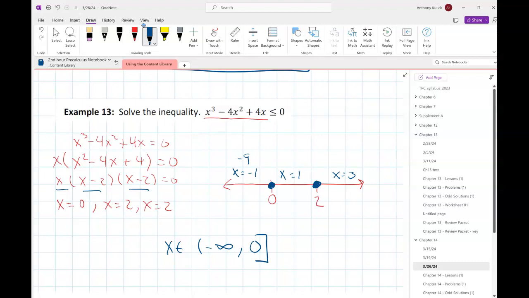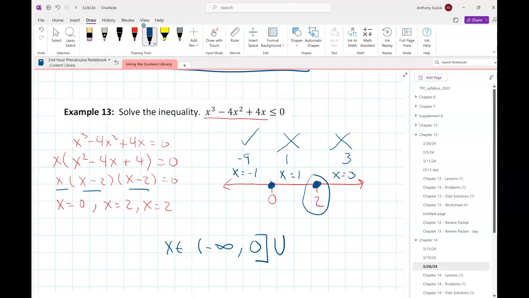If I plug 1 in, I'm going to get 1 times -1 times -1. That's just 1. That's positive. That's not less than 0, so I don't want that section. And if I plug 3 in, I'm going to get 3 times 1 times 1. That's also positive. I don't want that section, but I do want still 2, because 2 is still an answer.